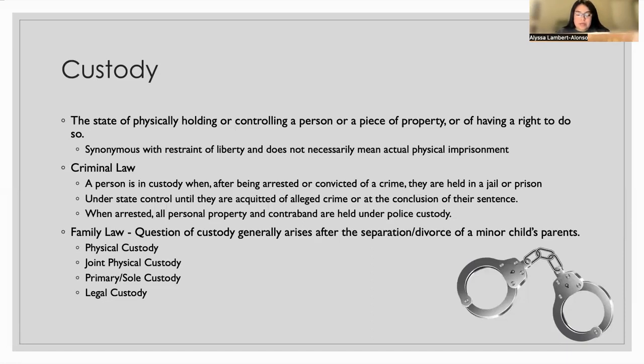The joint physical custody, this is where arrangements allow for a child to spend equal time with both parents. And then there's primary or sole custody, which is where the child spends a majority of the time living with one parent, which is their custodial parent, with non-custodial parents having visitation rights. And then the last one is legal custody. This is the right to make important decisions regarding the child's health, welfare, and upbringing.